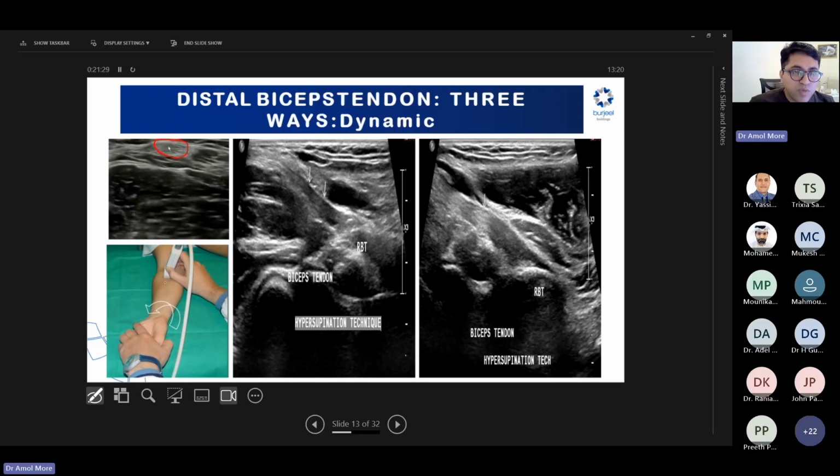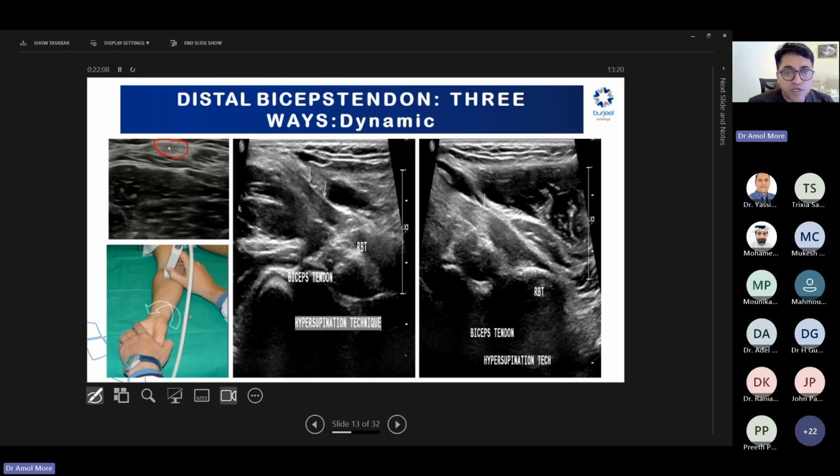Once we turn our probe to the longitudinal plane, you will get this image. This is your distal biceps tendon. However, because of the normal anatomy of the forearm, the insertion part of the distal biceps tendon is a bit difficult. So how should we assess this insertion part? We have different maneuvers. This is one of the advantages of ultrasound over MRI, in which we can do maneuvers, and with the dynamic assessment, we can assess the exact outline of the distal biceps tendon.